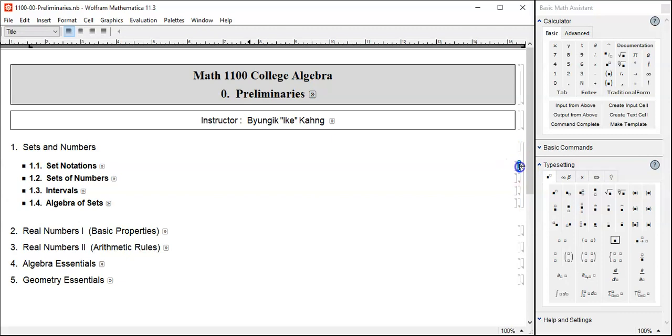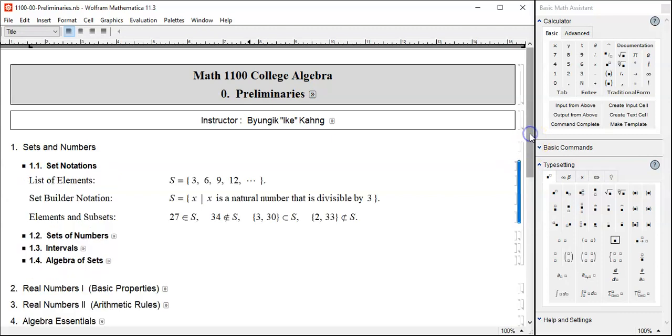Section 1, Sets and Numbers. Everybody should know what a set is, what an element and a subset are already, but here is a brief reminder. Here is a list notation of a set: 3, 6, 9, 12, and so on. I think the pattern is explicit enough, but you can be even more explicit like this using the set builder notation: the set of all x, where x is a natural number that is divisible by 3.